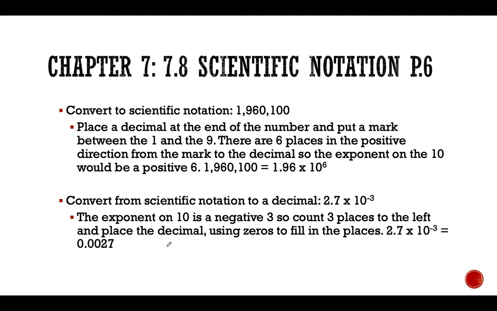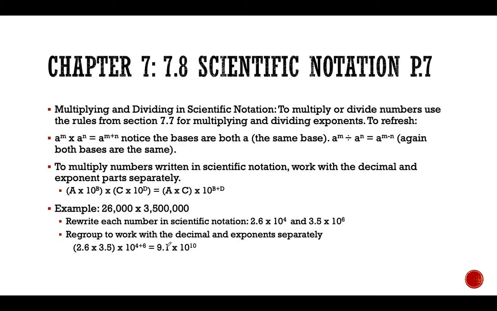Now let's convert from scientific notation to a decimal, 2.7 times 10 to the negative 3. We notice that the exponent on 10 is a negative 3, so we're going to count 3 places to the left and place the decimal, and we're going to use zeros as placeholders. So 2.7 times 10 to the negative 3 equals 0.0027.